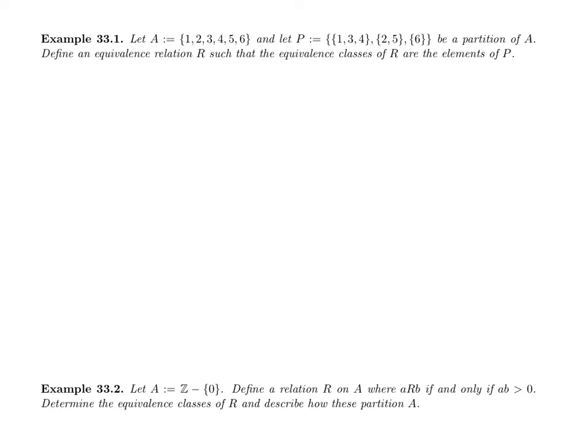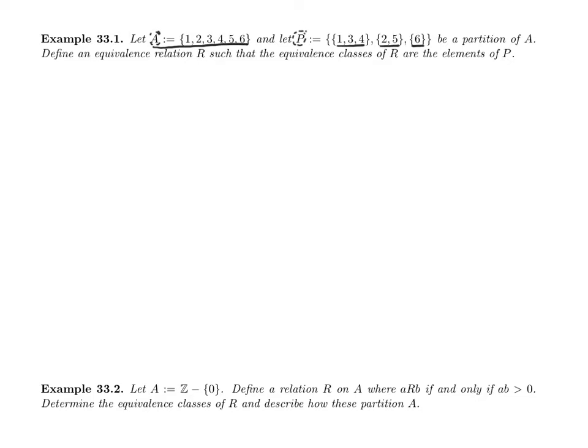All right, a few quick examples to talk about equivalence classes and partitions. For the first example, we have the set 1, 2, 3, 4, 5, and 6. And you can see P here is a partition of that set. We have the elements 1, 3, 4 in the first subset of our partition, 2, 5 in the second subset, and 6 is the third subset of A, and it is an element of our partition.